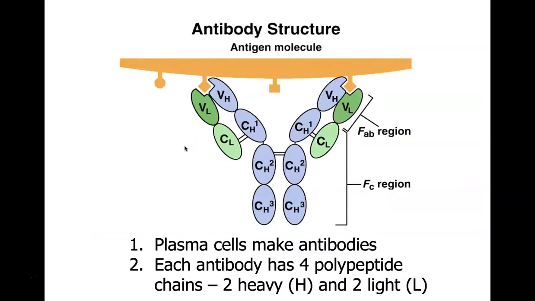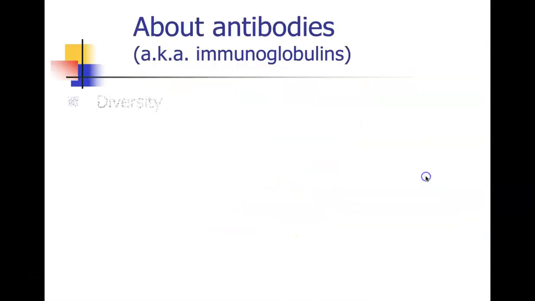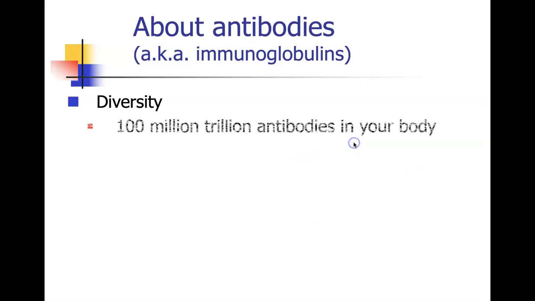Okay, so each plasma cell is going to make antibodies. Each antibody has 4 polypeptide chains. 2 are heavy and 2 are light. And these antibodies are also called immunoglobulins. You might have heard about, especially with this COVID stuff, IgG, IgM, IgA. These are all different immunoglobulins that are antibodies. And there's a lot of different ones.